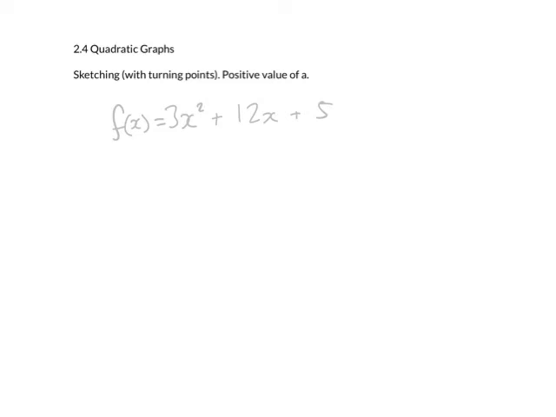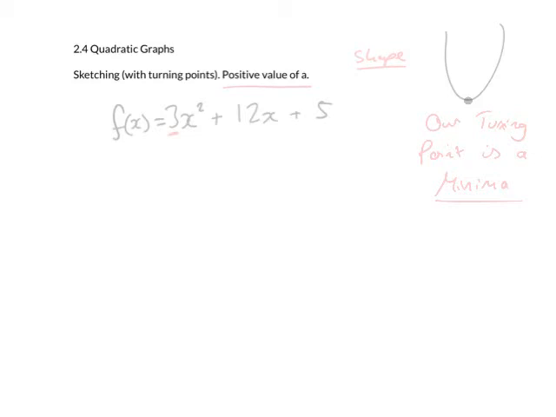This is 2.4, quadratic graphs. We're going to be finding the turning points of a quadratic, and that is either the minimum point or the maximum point. We notice in this example that a is a positive value, so our graph is going to be a smiling face, and we can see from our graph that our turning point is going to be a minima.